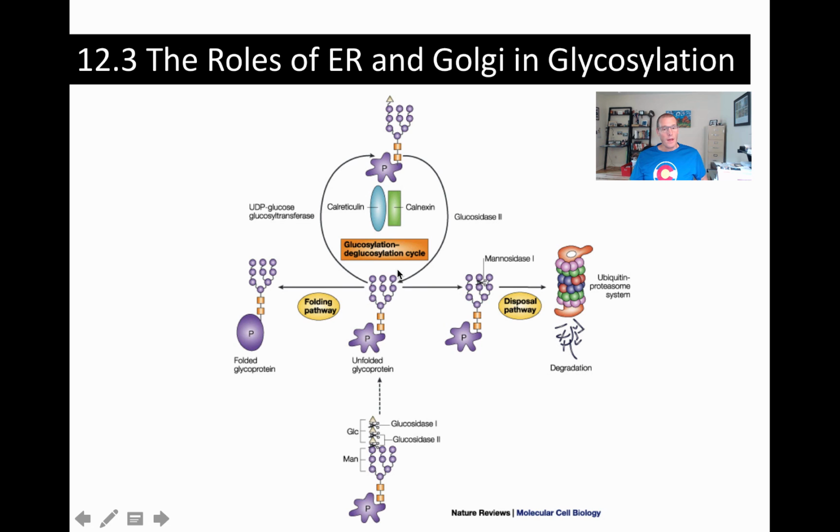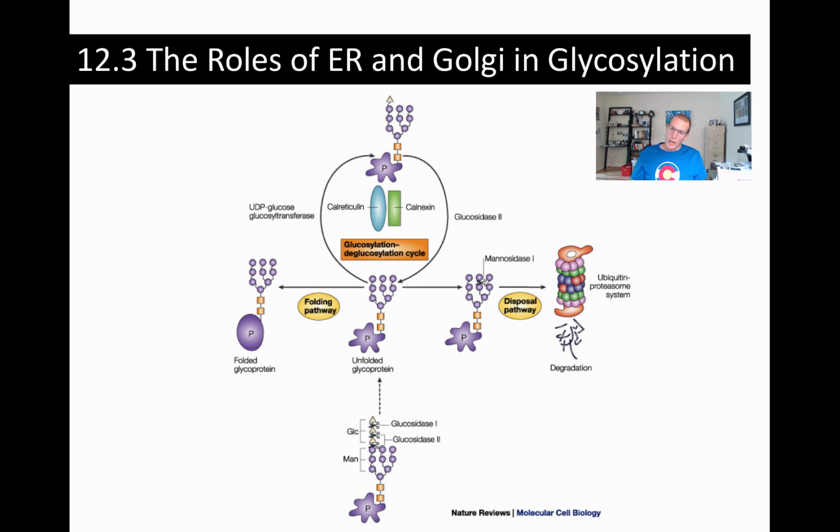If we find that this protein isn't correctly folded, then UDP glucosyl transferase adds the sugar back on, and calreticulin and calnexin tries again. So there's this cycling of adding a sugar as a signal to try and get the folding correct, then taking the sugar off, checking if the protein's folded, and if it's not folded, trying again.